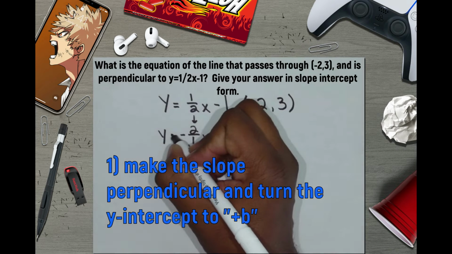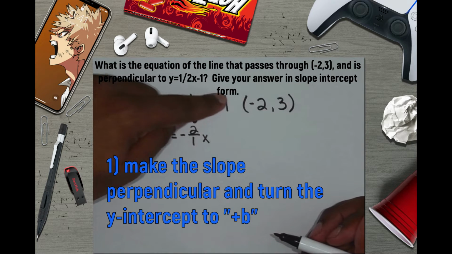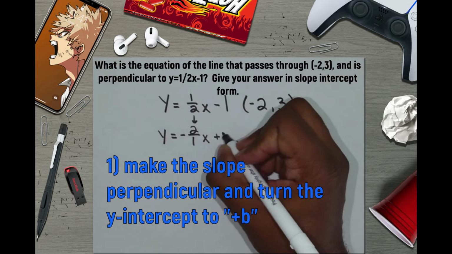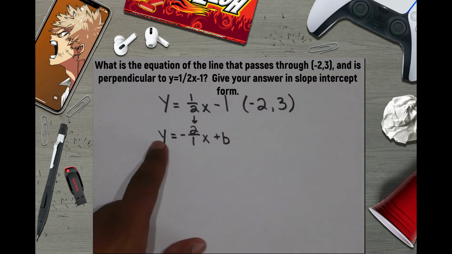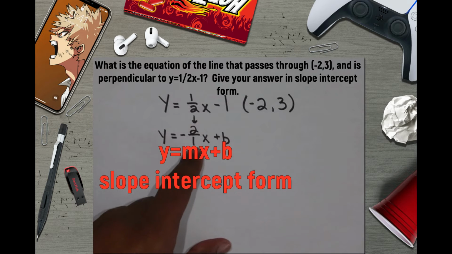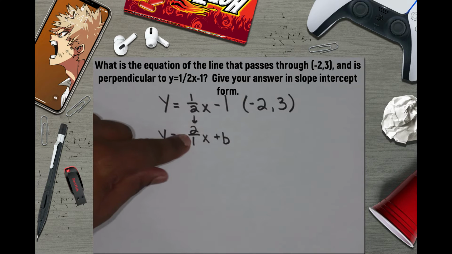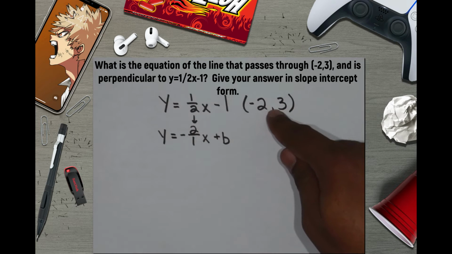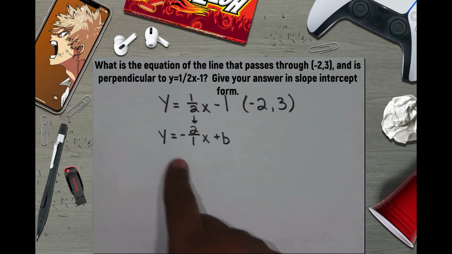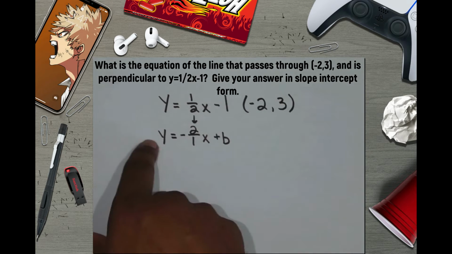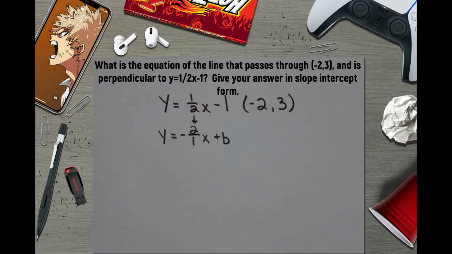So my y, my equals, and once again, I'm going to get rid of this +1, turn it into +b. Why am I turning it into +b? Right now, this is slope-intercept form, y equals mx plus b. I want a perpendicular line, which I did this, but it needs to pass through this point. I need to take these points, -2 and 3, and plug them into my equation. And that'll tell me what the b is going to be.